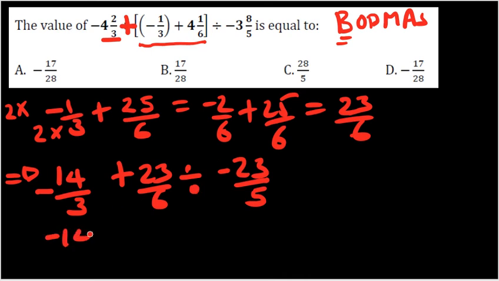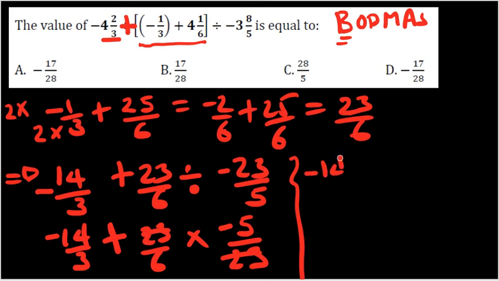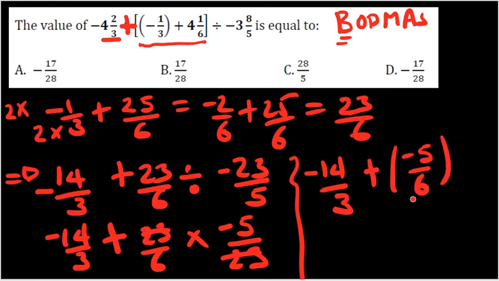So negative 14 over 3 remains as it is, plus 23 over 6 times, we need to flip, negative 5 over 23. Okay, let's make a line here and cut this 23, and negative 5 over 6 is left. So negative 14 over 3 plus negative 5 over 6 is left now. Now again the denominator is not the same, we can multiply by 2. This one by 2, this also by 2.